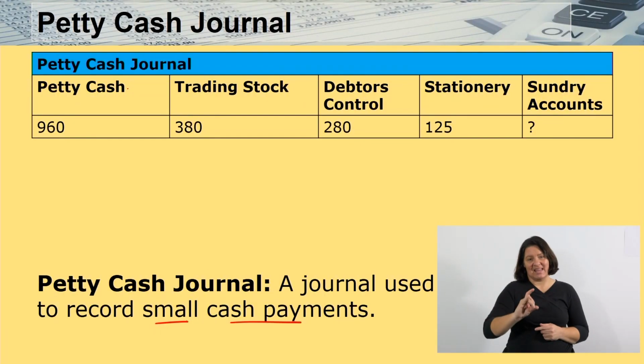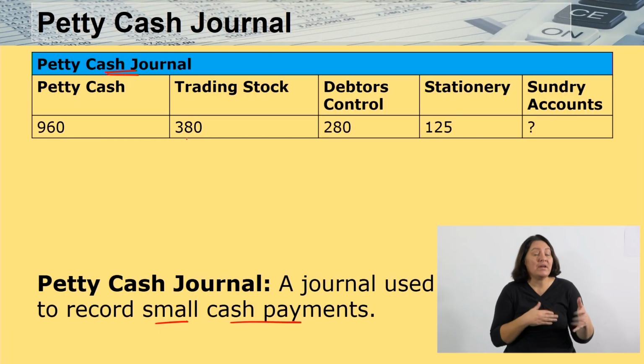You will find that when we purchase trading stock, that trading stock needs to be delivered to the business. And in most cases, we will pay the transport company in cash. And once the amount is a small amount, we pay it from our petty cash journal. Whatever we pay to have the stock delivered into our business should be debited to the trading stock account.